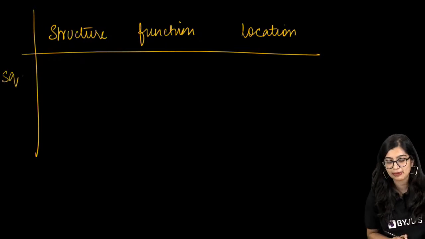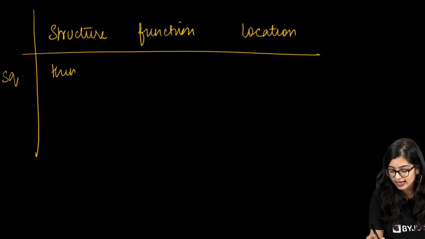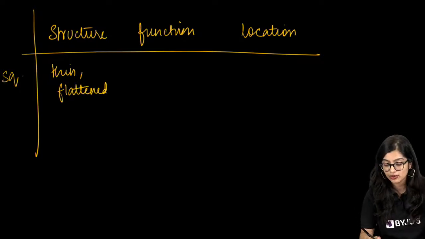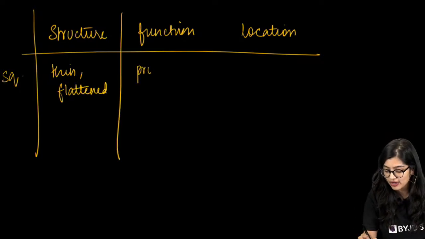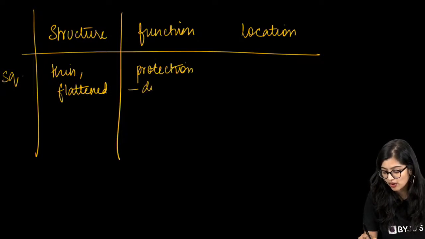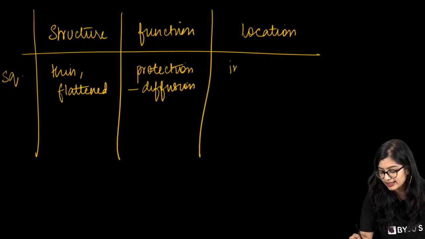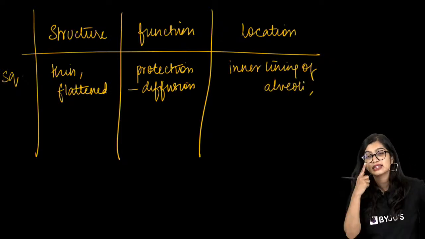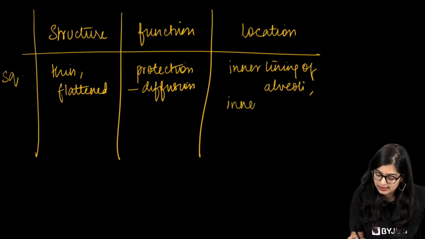Starting with squamous epithelium, we know that they are thin, flattened cells which tend to have a prominent nucleus. Their primary function is to provide protection, and in this case in the alveoli it also facilitates diffusion. Where do we find it? You can write inner lining of alveoli, and you can also write the inner lining of blood vessels. So we find it in both the places.